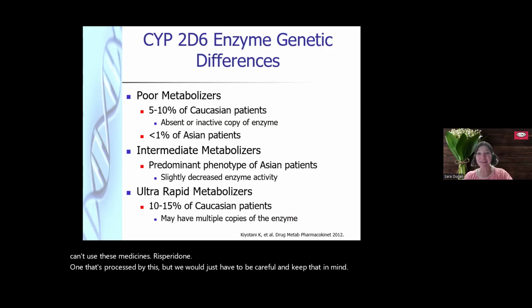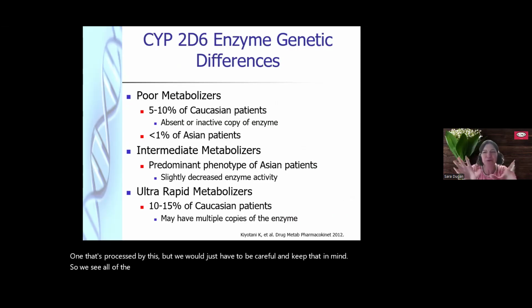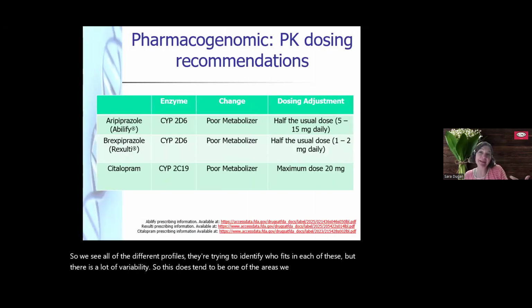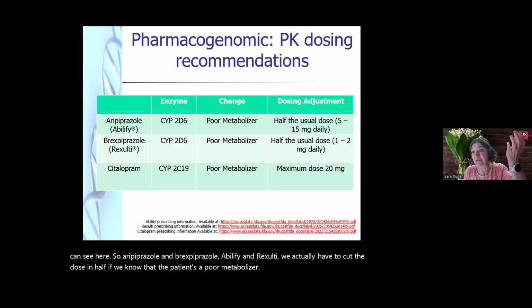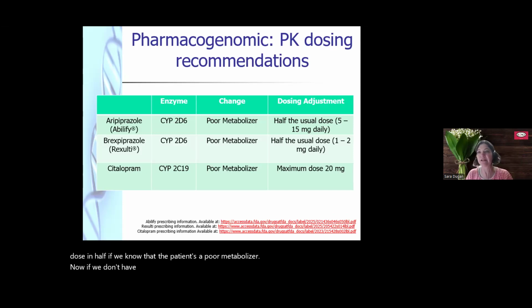So we see all of the different profiles. They're trying to identify who fits in each of these, but there is a lot of variability. So this does tend to be one of the areas we focus on most. Does it make a difference? Yes, it actually is resulting in changes in dosing. Some of the examples you can see here: aripiprazole and brexpiprazole, Abilify and Rexulti, we actually have to cut the dose in half if we know that the patient's a poor metabolizer. Now, if we don't have that information, it just means that patients get side effects on higher doses. We tend to lower the dose anyways. So if we don't have this information, we can still get to the same place, but sometimes it can save us a little bit of time.